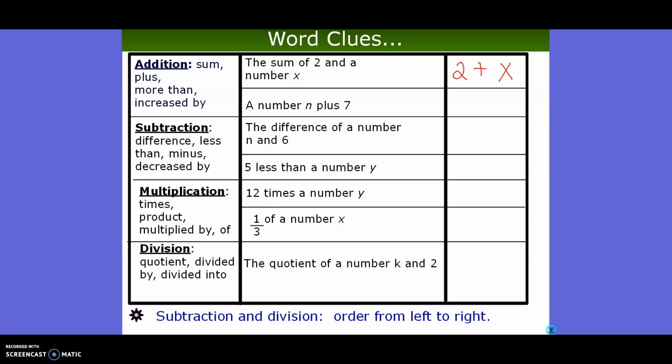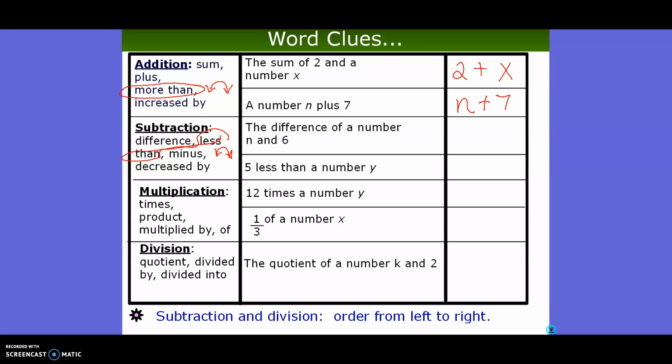A number n plus 7. So it's n plus 7. We want to go ahead and write it in the order that it appears, except for when we see the word more than or greater than, and we'll talk about that in subtraction. But more than, we need to actually switch the order. So if it were to say a number n more than 7, the 7 would get written first, plus n. For subtraction, we have difference, less than, and again, I'm going to kind of circle that less than, because that means we have to swap our order, minus, or decreased by.